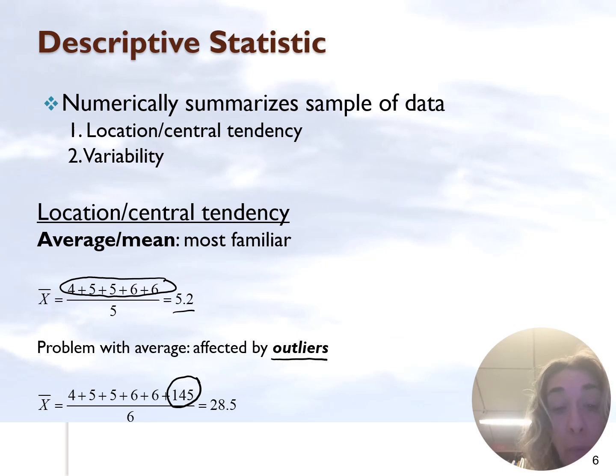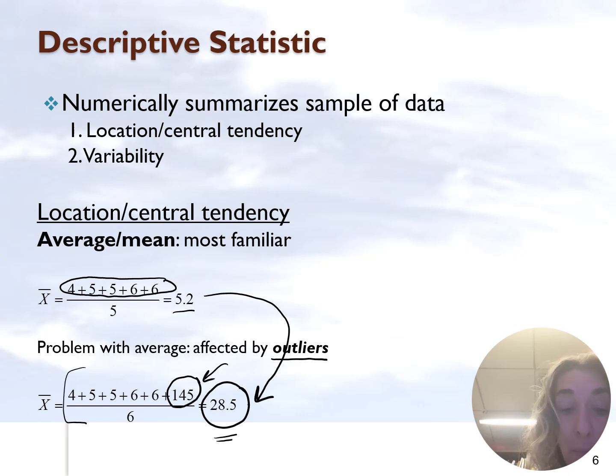Now, if we added that to the mix and then got the average of these 6 numbers, that would come out to 28.5. So look how that average has jumped so much just by the addition of that one outlying number. And what you'll notice about this 28.5, it really isn't close to any of those 6 numbers here in the numerator. So it doesn't characterize the data set well.